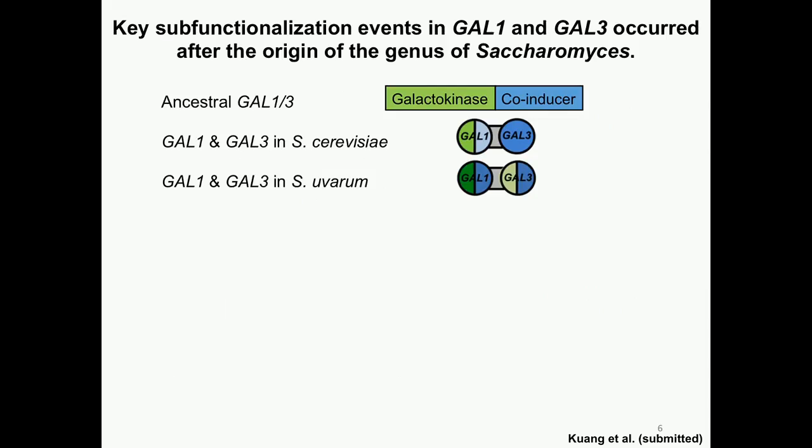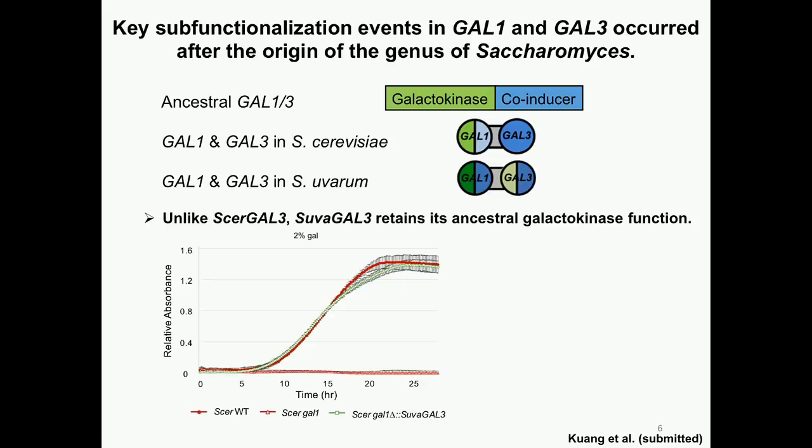Okay, so first let's focus on GAL1 and GAL3. This is the enzyme and the co-inducer for the network. In Saccharomyces cerevisiae, the co-inducer is dedicated. It has no enzymatic activity at all. However, if we go out, again, 10 million years divergent, to Saccharomyces uvarum, it turns out that we can show that the co-inducer, GAL3, still has some enzymatic activity.